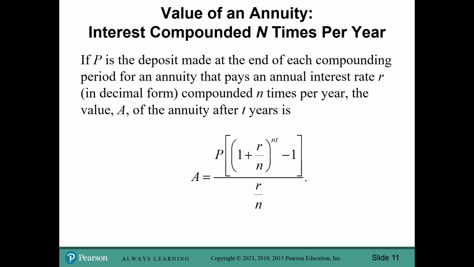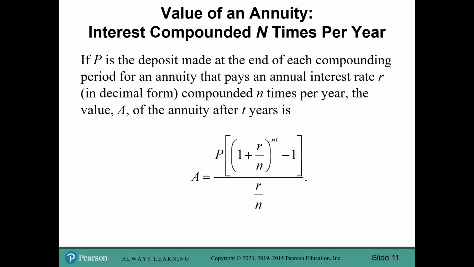All right, so now let's look at the value of an annuity with interest compounded n times per year. If P is the deposit made at the end of each compounding period for an annuity that pays an annual interest rate R in decimal form compounded n times per year, the value A of the annuity after t years is P times (1 plus R over n) raised to the nt, minus 1, all over R over n.